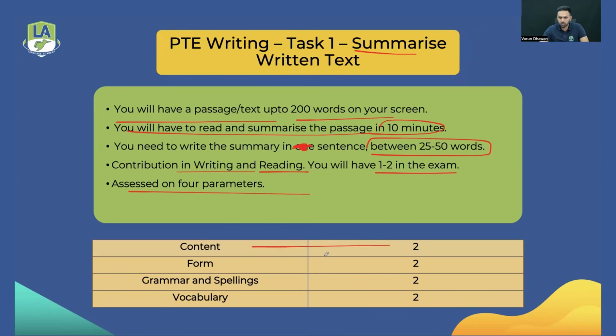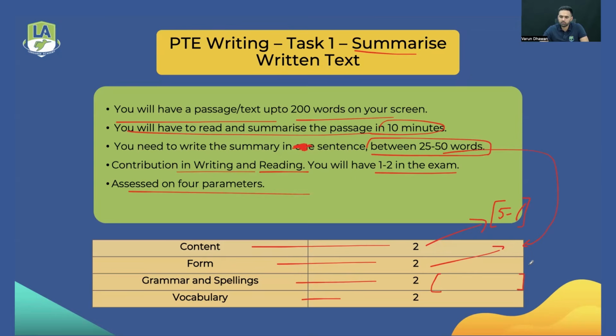You get 2 points for content, 2 for form, 2 for grammar and spellings, and 2 for vocabulary. To get 2 points out of 2, you need to make sure you have got 5 to 6 keywords from the passage in your answer. To get 2 points in your form, you just need to make sure your answer is between 25 to 50 words. Pretty easy scores. You get 2 points for grammar and spellings if there are no grammar or spelling mistakes.